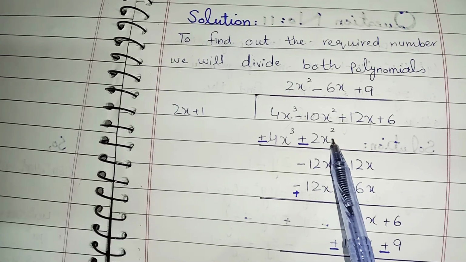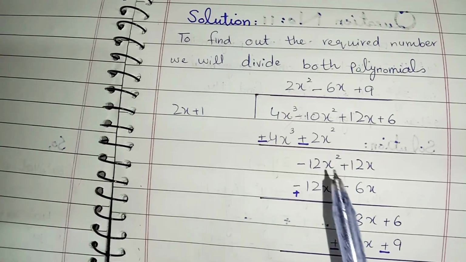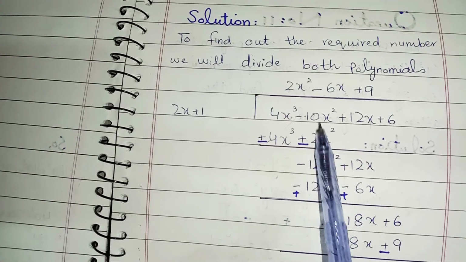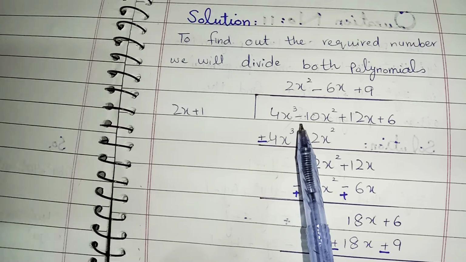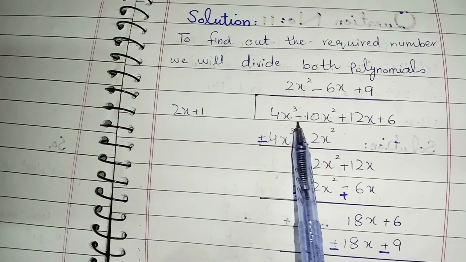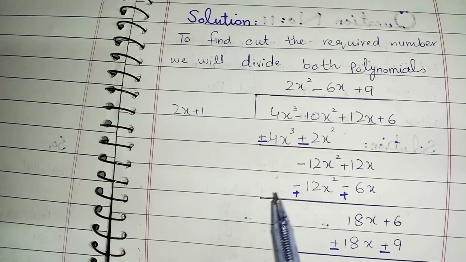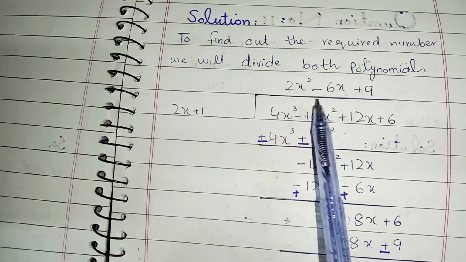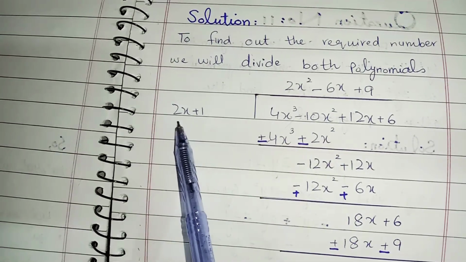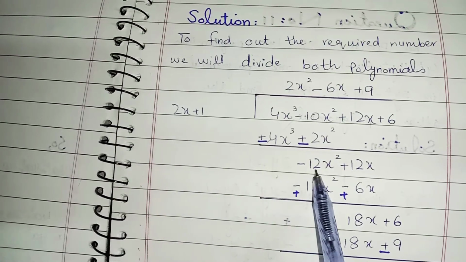You all know that minus and minus always add, but the sign will be of the greater number. So we will add both numbers. But the sign will be of the greater number, which is 10 and the sign is minus, so we will write minus 12x square. This minus will come down in the quotient. Then in the divisor, first term we have 2x and here we have 12x square.